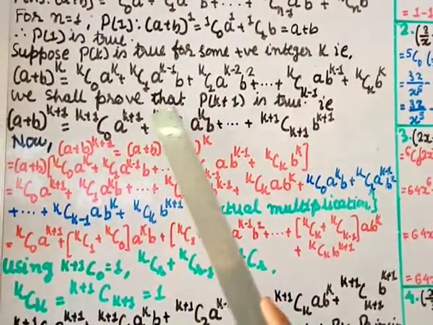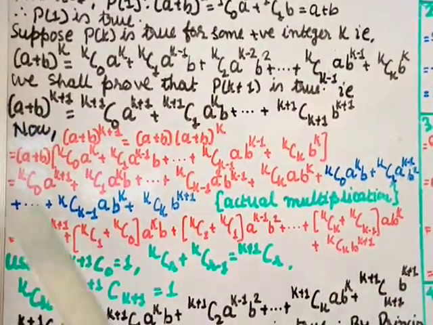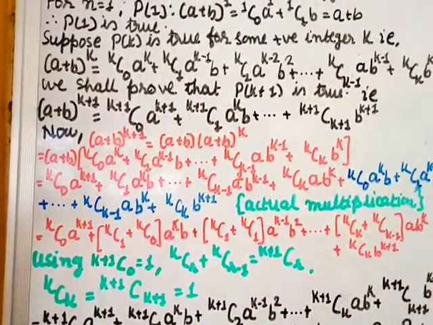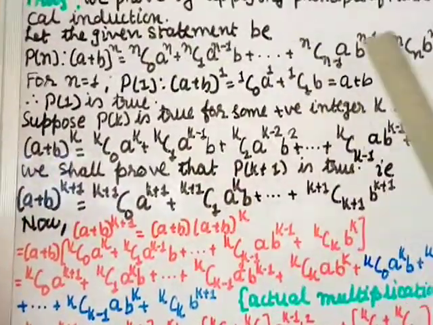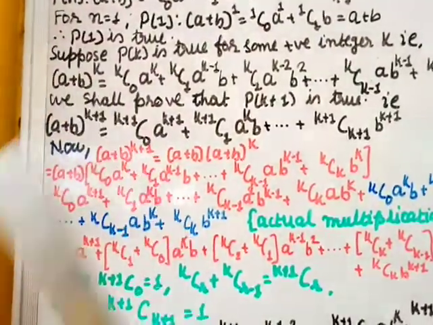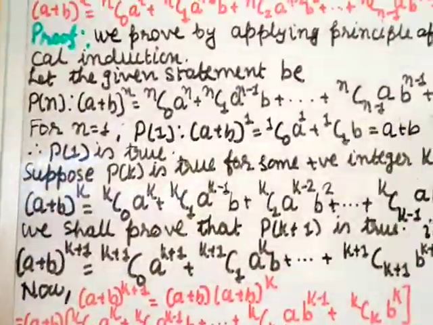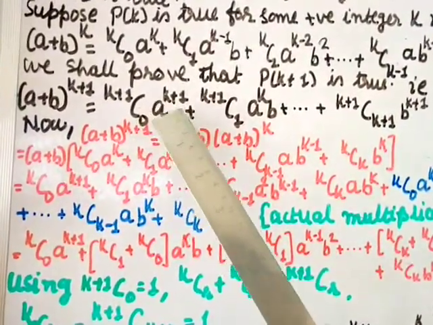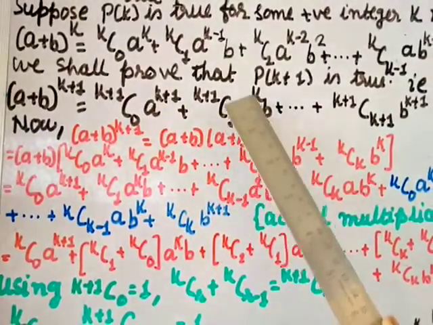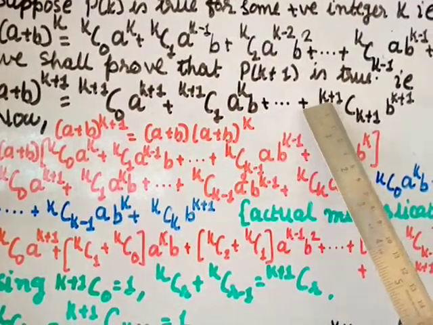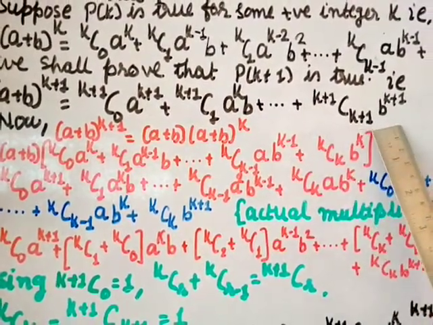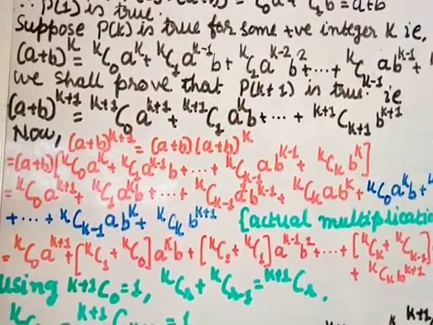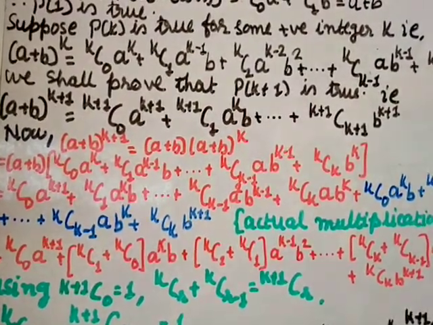Now we shall prove that P(k+1) is true. That means we have to prove (a + b)^(k+1) equals, wherever there is k, it is replaced by k plus 1 in this Pn. So (k+1)C0 a^(k+1) + (k+1)C1 a^k b + ... + (k+1)C(k+1) b^(k+1). Now we shall prove whether this is true or not using (a + b)^k.